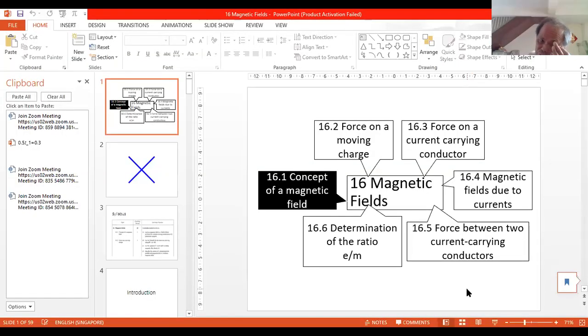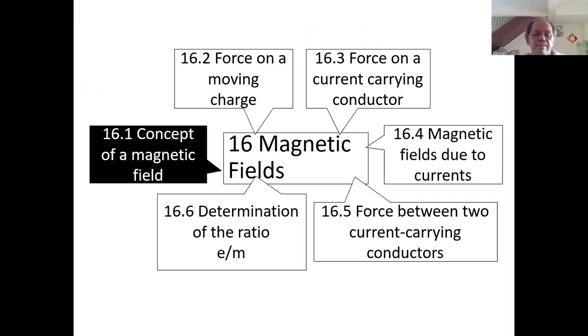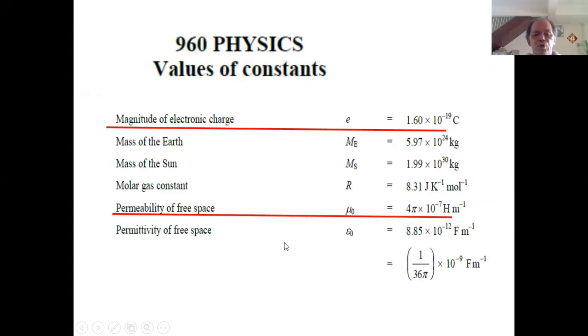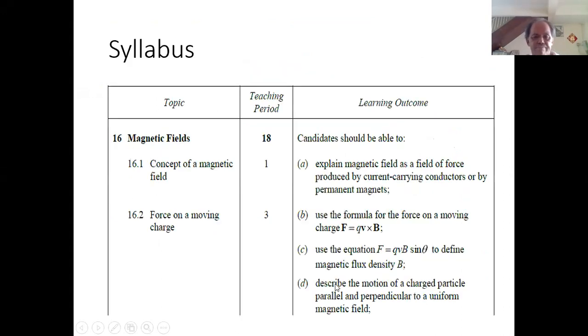Okay, let's just review. Since we have gone over that, I will go very fast with you. Concept of magnetic field. Make sure you know there's a way to find your value of constant. That one, and that one, electronic charge. And there is a syllabus. We are going to try to cover this part today.